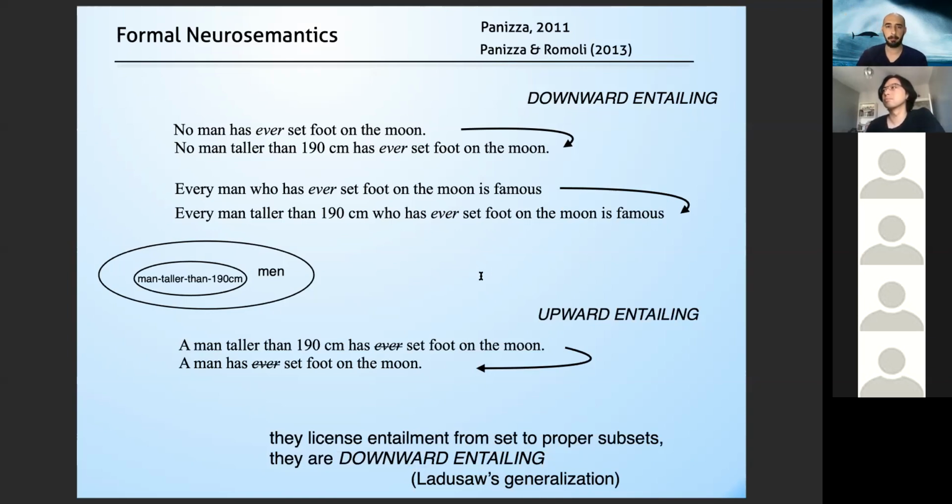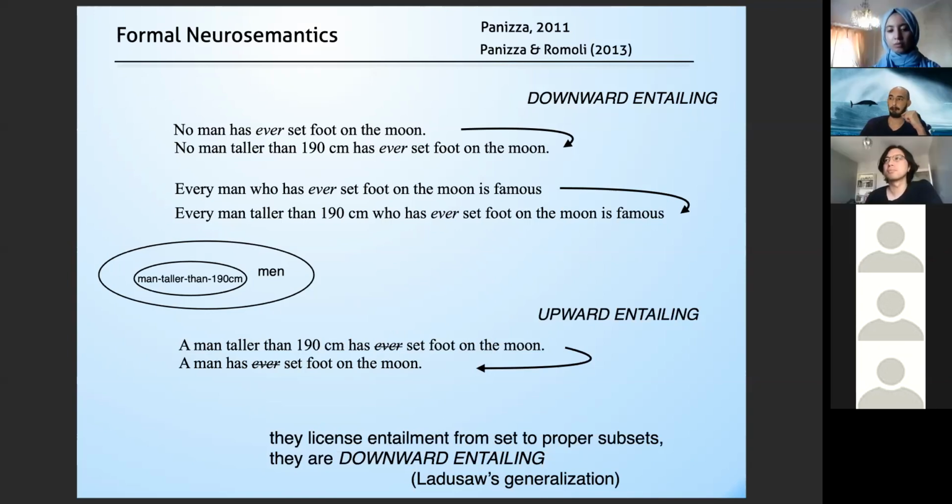Let's check it again. So we should get the opposite inference, right? So we should say that a man that is taller than 190 has set foot on the moon. If I tell you this, can you conclude that a man has set foot on the moon? Yes or no? Yes. If I tell you a tall man has set foot on the moon, yes, you can conclude that a man has set foot on the moon.